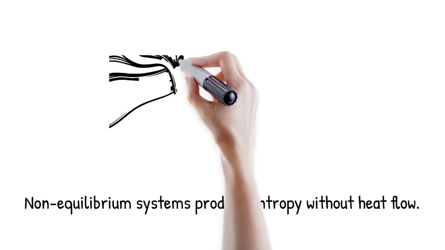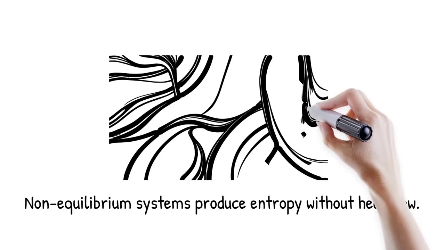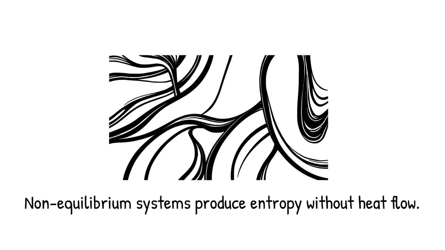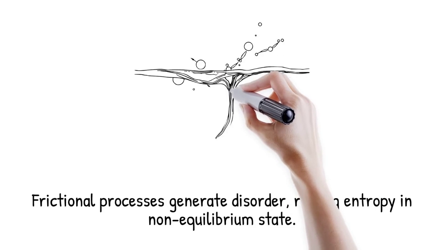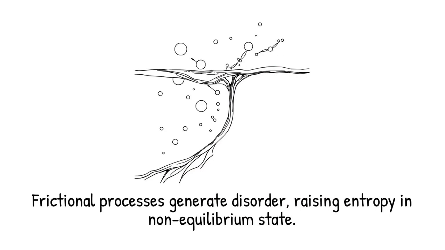Systems driven into non-equilibrium steady states by external forces can exhibit continuous entropy production internally without net heat flow to the surroundings. For example, steady shear flow in a Newtonian fluid inside an adiabatic container rearranges molecules, increasing entropy through viscous dissipation. Although total internal energy remains constant, microscopic frictional processes generate disorder. The entropy generation rate equals the work done by shear forces balanced by internal energy redistribution. Thus, maintaining a non-equilibrium state can raise entropy absent of heat exchange.